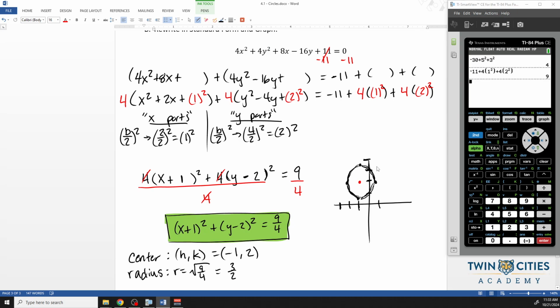And let's label. This was the center. This was up 3 halves, or 1.5. This was down 3 halves. To the left 3 halves. And this is right 3 halves.